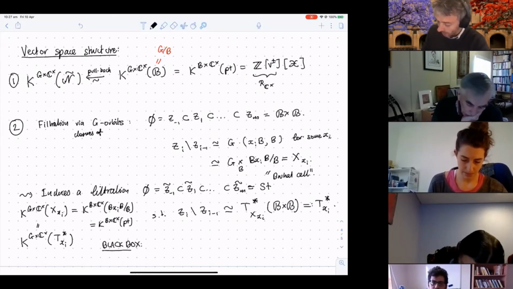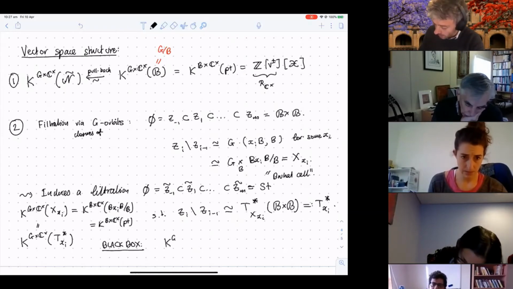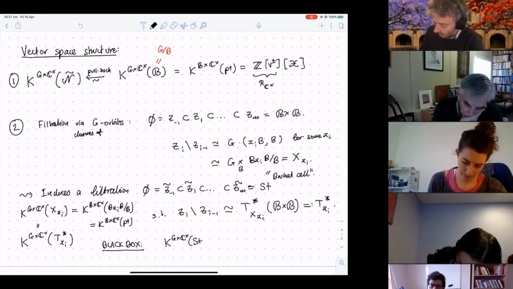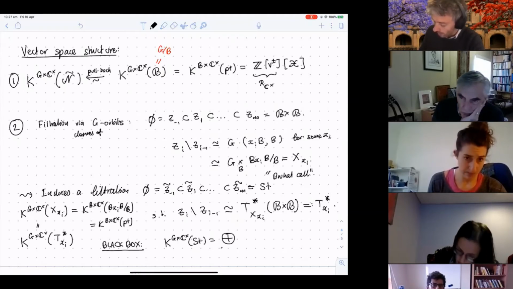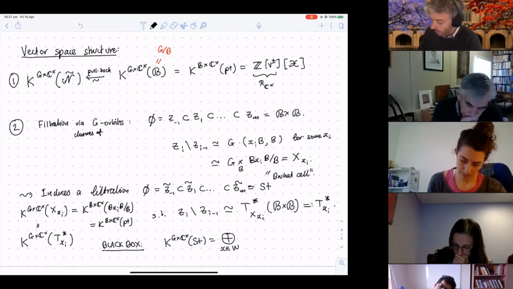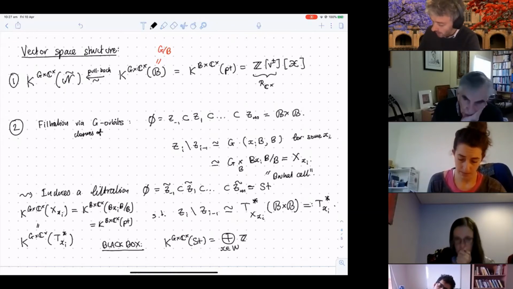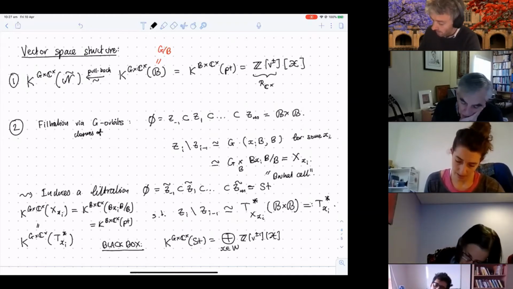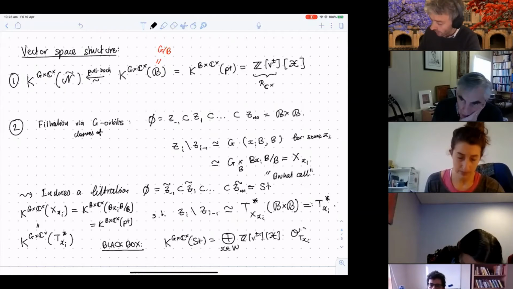which is basically that the K theory behaves very well with affine stratifications, is that the G times C star equivariant K theory of the Steinberg is a direct sum over X in W of the K theory of a point times the structure sheaf of TXI star.